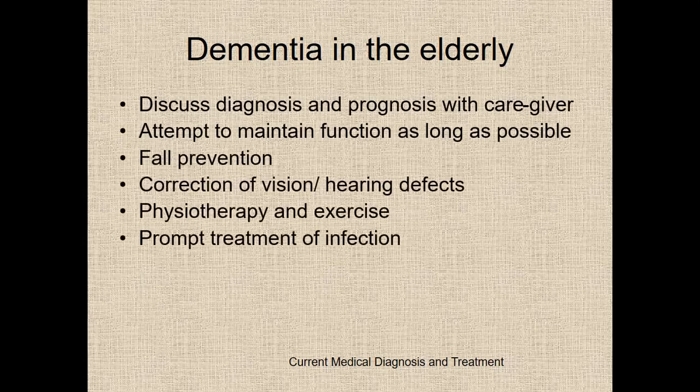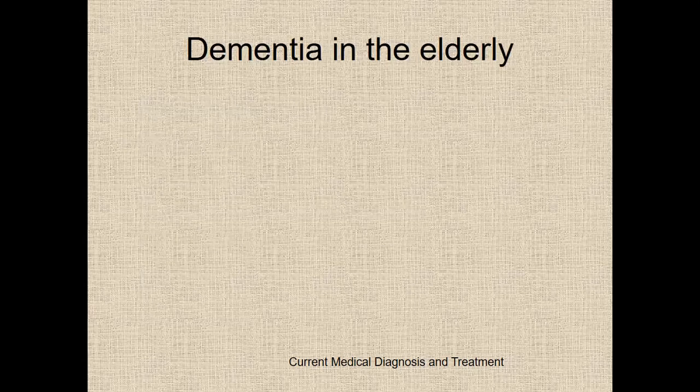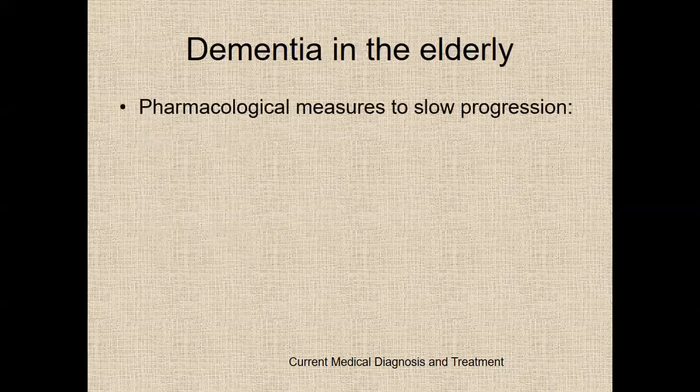Discuss with the patient the diagnosis, fall prevention, correction of vision, physiotherapy, proper treatment, and nutritional support. This is all general support for dementia and for the other geriatric population. You also need to think of safety issues: if the patient has dementia, whether he or she is driving, using instruments, self-medicating, or wandering. For pharmacological measures, donepezil and rivastigmine can be given to patients who have dementia.